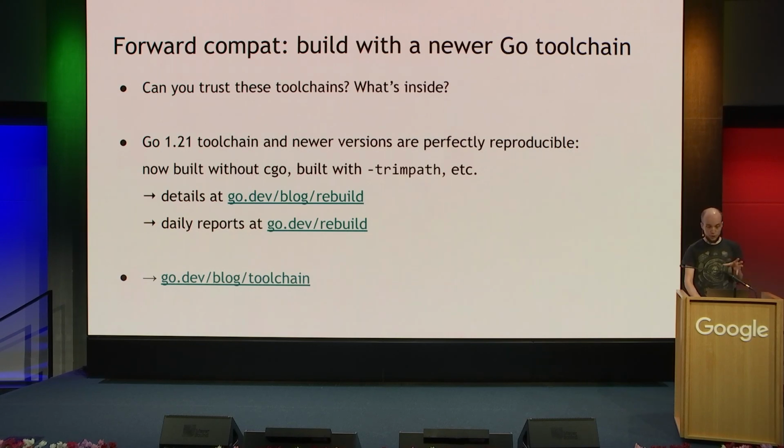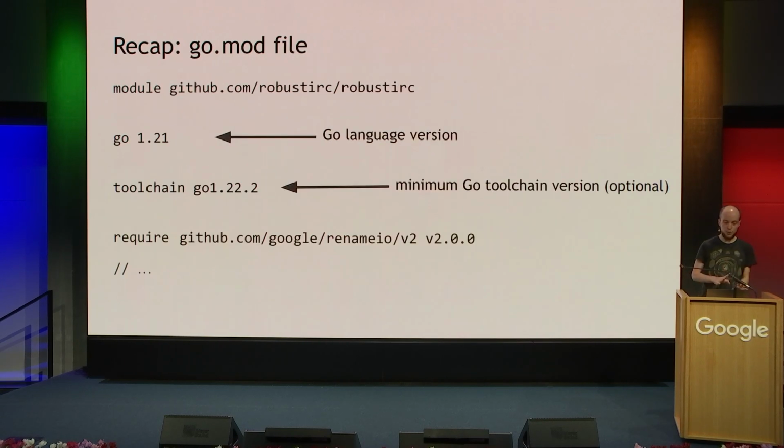If you want to learn more about toolchain management in general, see go.dev/blog/toolchain. All right, so to recap what we talked about, we have a go.mod file. You all know it starts with the module directive and then the module name. You have probably seen the Go language version in there, like go 1.21. And now you know that you can also specify a minimum toolchain version, but that is optional. You don't need to have it in there if you don't have any special requirements.